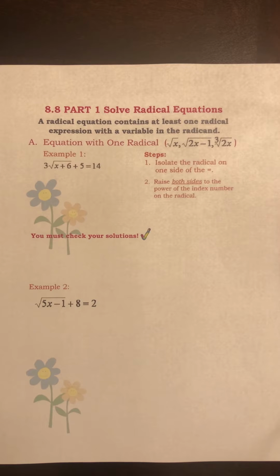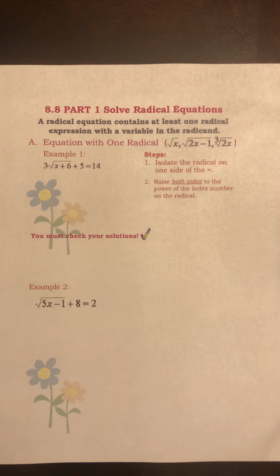Today we're going to do part 1 of section 8 in chapter 8. We are going to be solving radical equations, and we're going to start with what happens if we have an equation that just has a single radical in it. So we're looking at example number 1, and we have 3 times the square root of x plus 6, plus 5, equals 14.